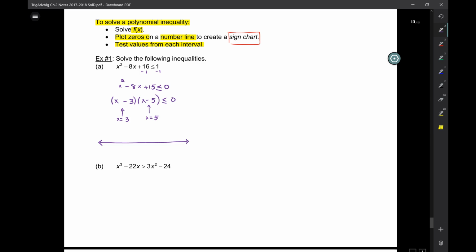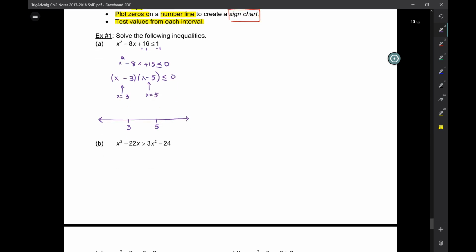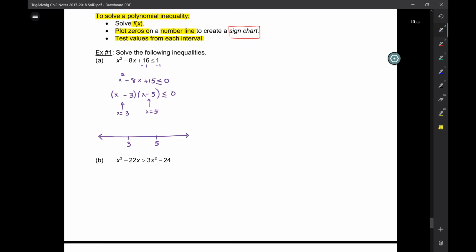So here, this is a number line. We're going to put 3 and 5 here because I've said plot zeros on a number line. We did that, to create a sign chart. So that's what we just did here. Now we're on to step number 3. Test values from each interval. Okay, look at the number line. How many regions is that number line divided into right now? 3 regions. We have the one on the left, middle, right.